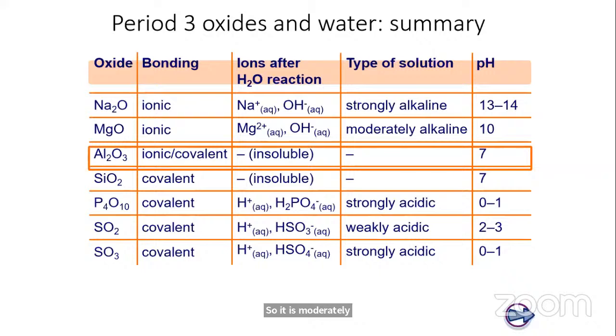Aluminium and silicon oxides do not react with water. So when you add water to the oxide, the pH is still 7. But phosphorus, sulfur, and chlorine oxides all react with water and give us acidic solutions. We have phosphorus 3 oxide, which is strongly acidic. We have sulfur 4 oxide, which gives a weakly acidic solution, and sulfur 6 oxide, which gives a strongly acidic solution. And that is revealed in the pH of the solution that is obtained.